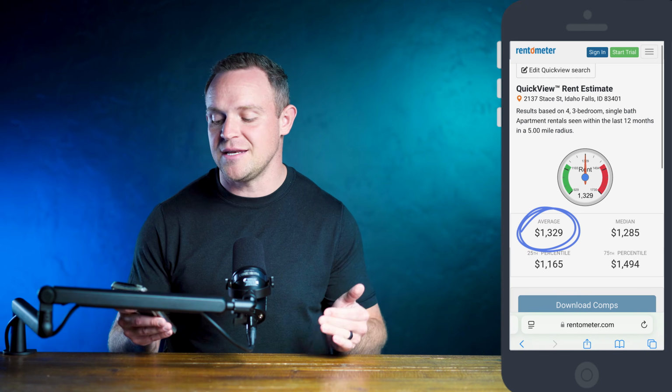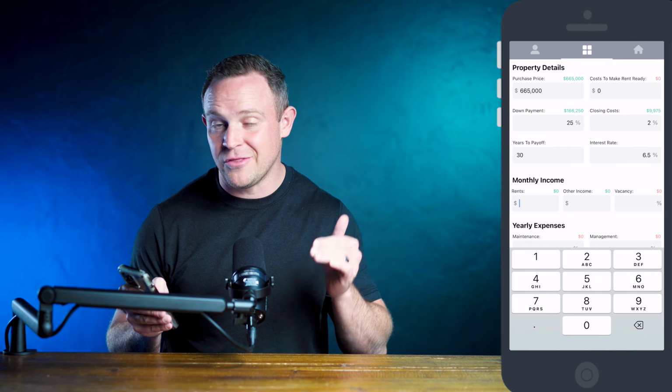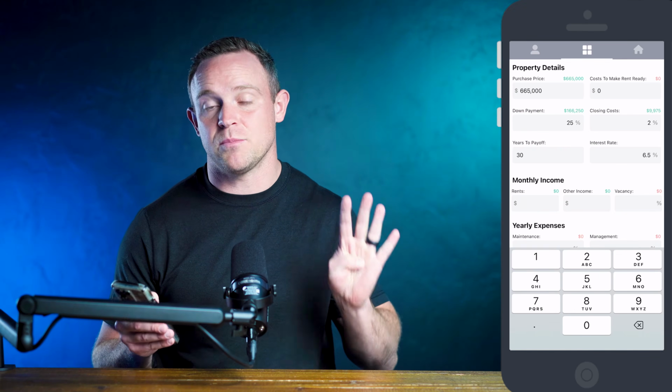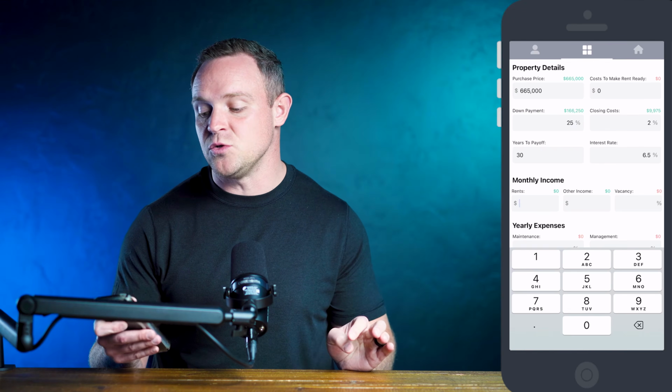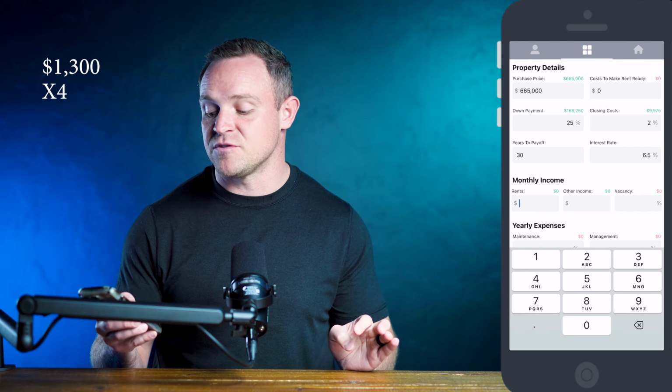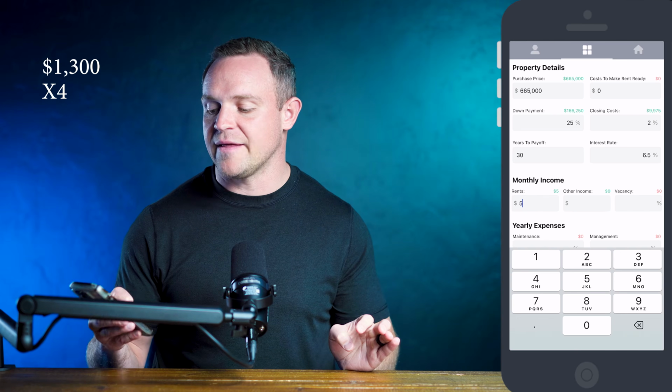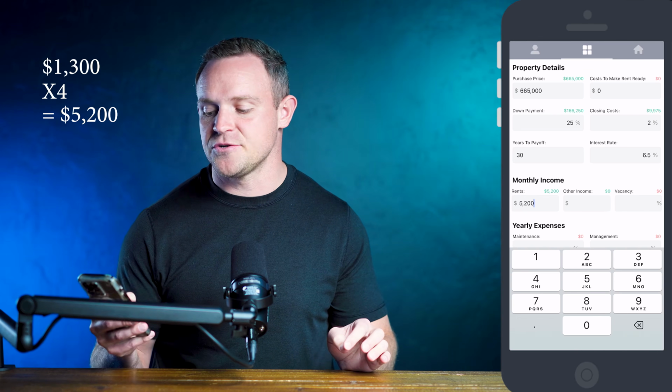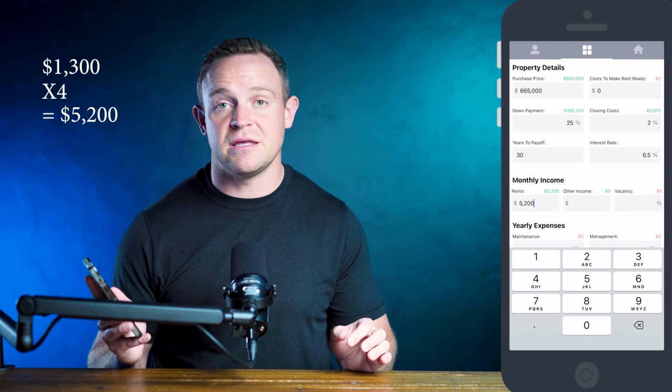Now, when you're plugging this in, you don't want to plug in $1,300 on the rents, because again, this is a 4-unit property. So you're going to do $1,300 times 4. And when you do that, that's going to give you $5,200. And so for rents, you're going to plug in $5,200.